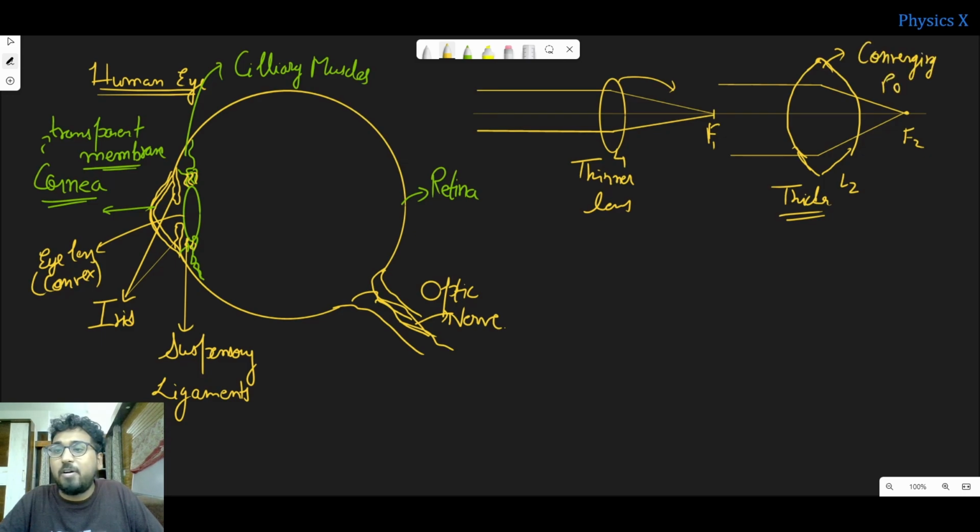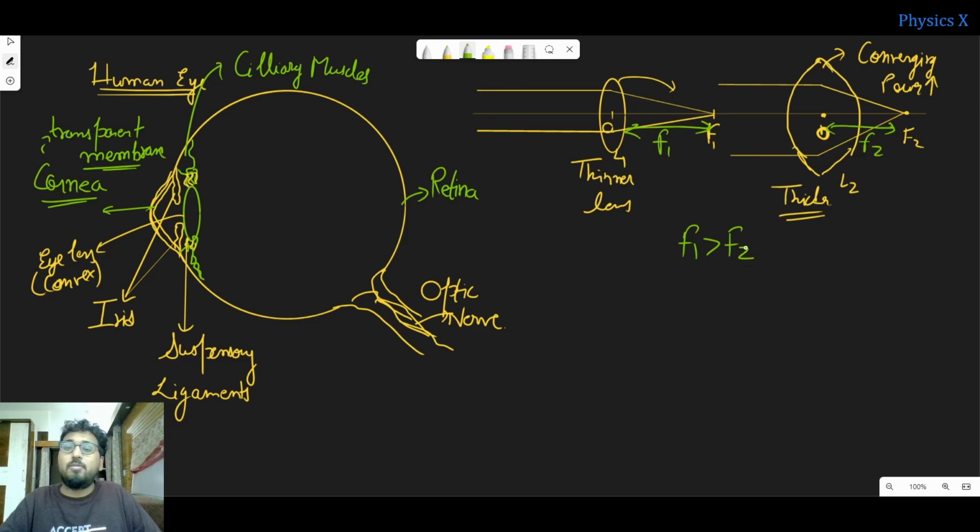The converging power of this lens is more. And what about the focal length? Suppose this is the optical center of this one, and this is the optical center of this one. So this is say f1 and this is f2. You can easily see that f1 is greater than f2. So when the lens is thinner, the focal length is larger.